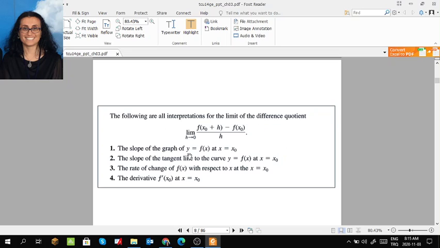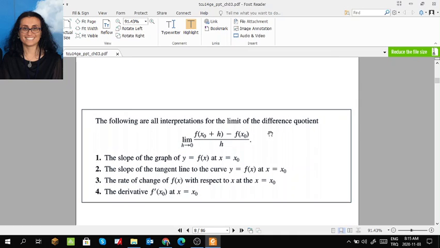Actually, let me make this a little bit bigger. This limit of this quotient is important. It means several things, and let's look at all the interpretations of this limit of this ratio, of this quotient. First, it means the slope of the graph of y equals f of x at the point x equals x0. We have just seen that this is the slope. Second, it's the slope of the tangent line to the curve y equals f of x at x equals x0.